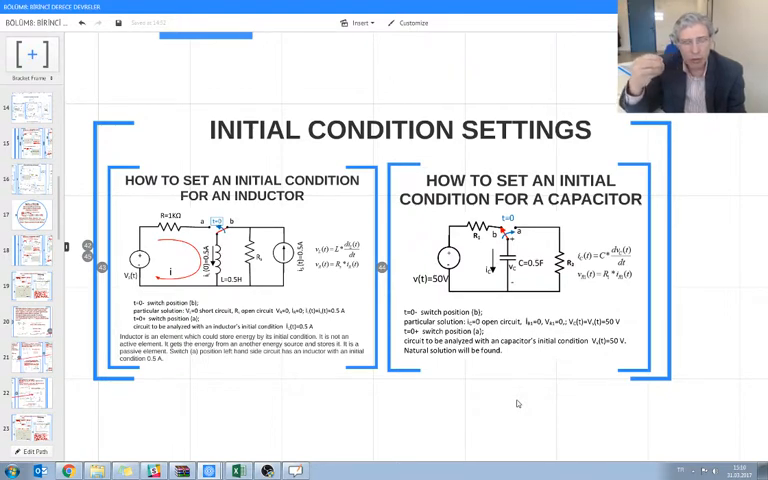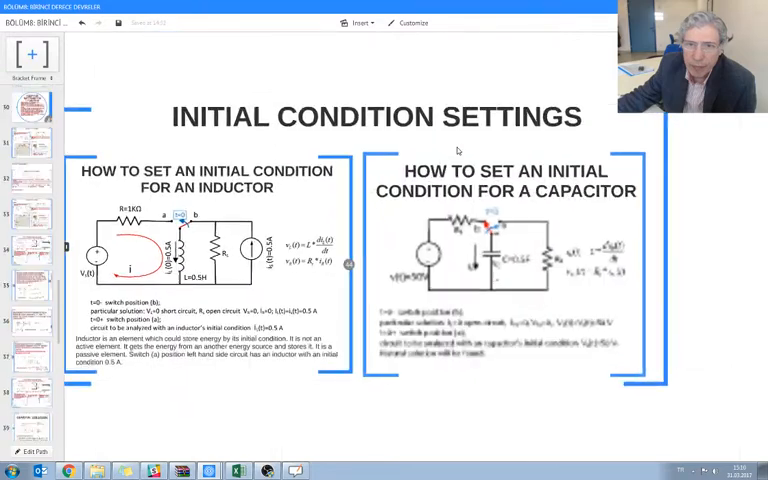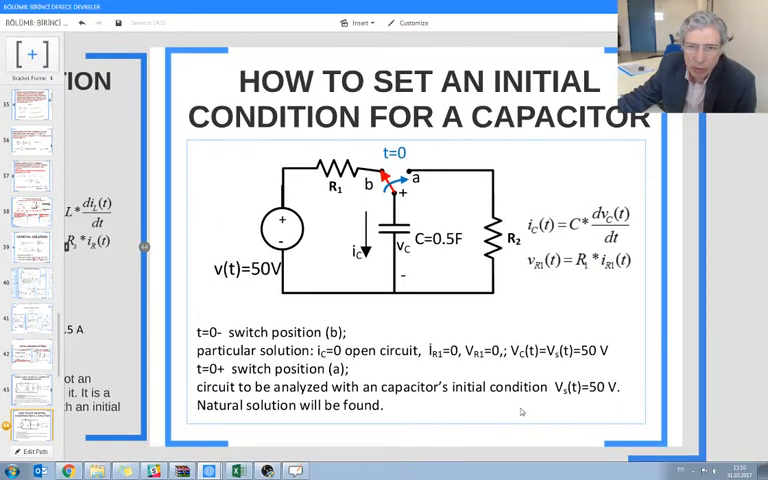Because when the circuit is given to us, initial conditions are also given to us. How we set that initial condition to that value is not clear. So here, I will be explaining how this is set. Let's consider this circuit here. That circuit helps us to set an initial condition for a capacitor like that. And this is also going to be done in the lab.